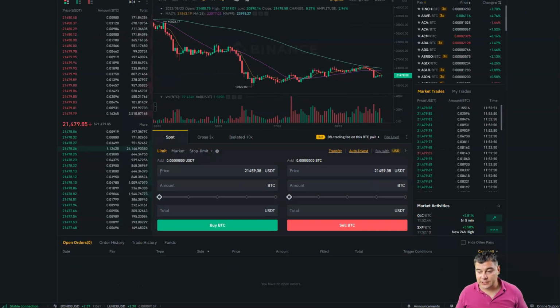Then you need to choose the type of trade you want to make. Binance offers three types of trades right here.